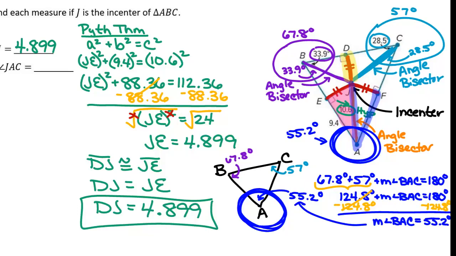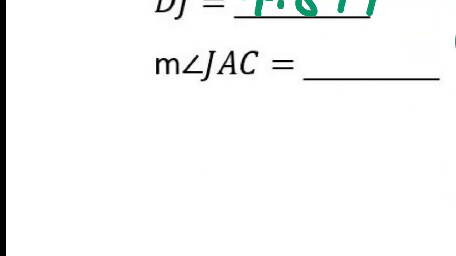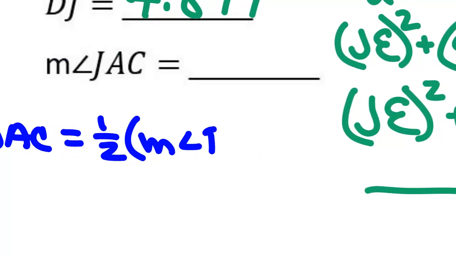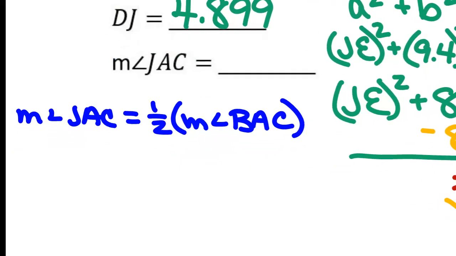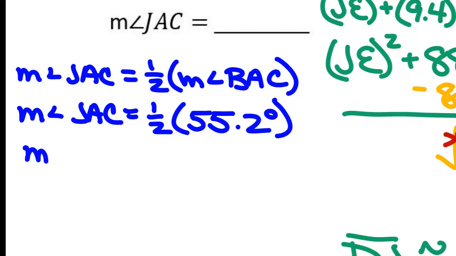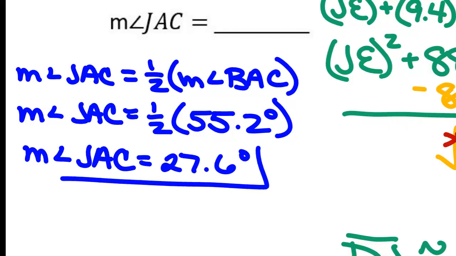So what can I do? Divide it by 2. Remember, this is an angle bisector. It's cutting my angle in half. So we're going to take 55.2 and cut it in half. The measurement of angle JAC is half the measurement of angle BAC. So the measurement of angle JAC is half of 55.2 degrees. What is half of 55.2? 27.6. So angle JAC is 27.6 degrees.